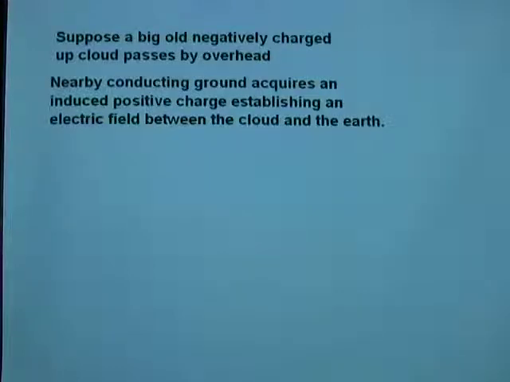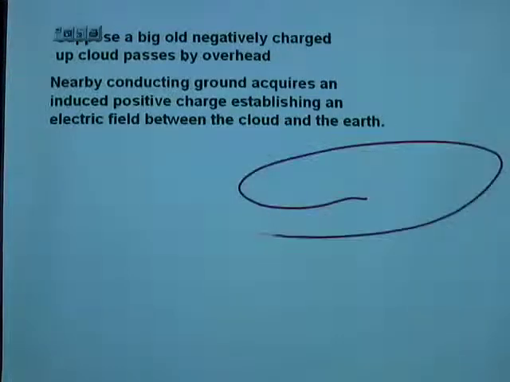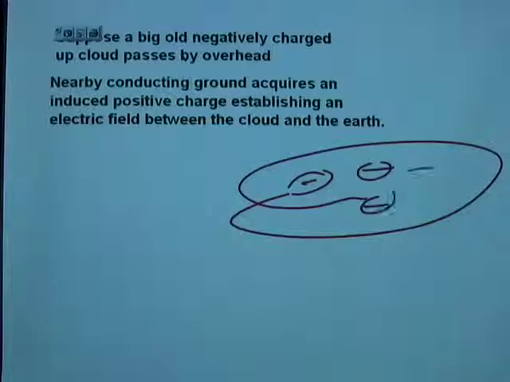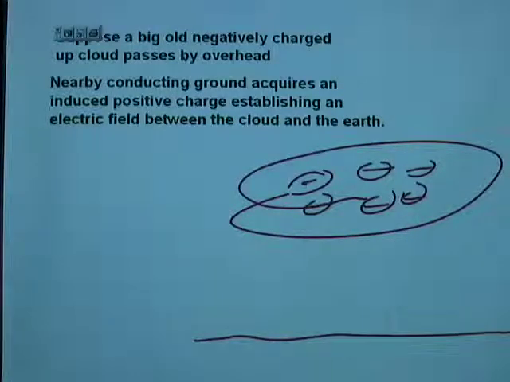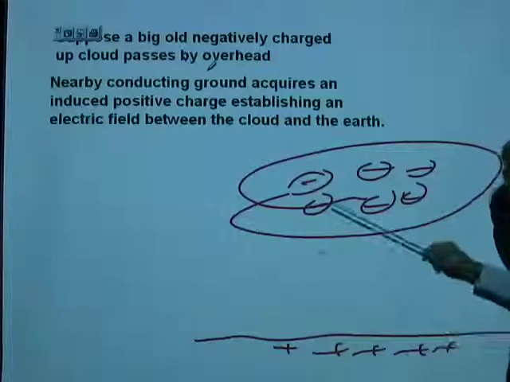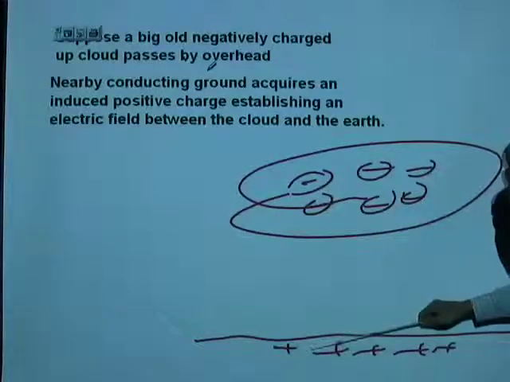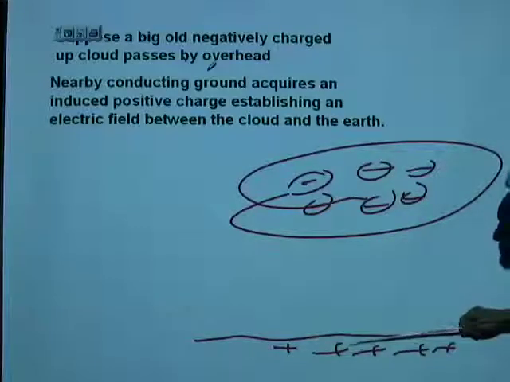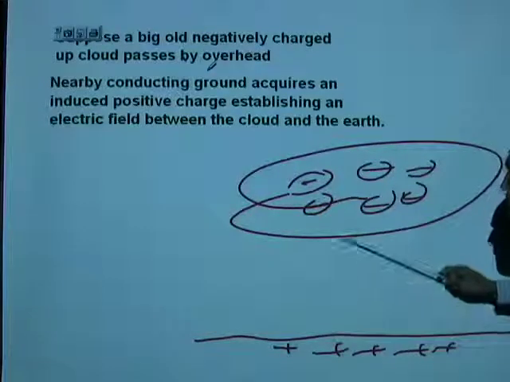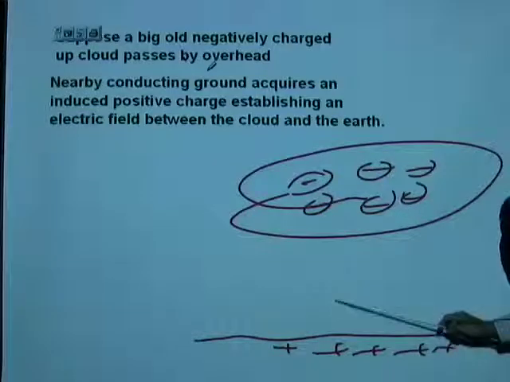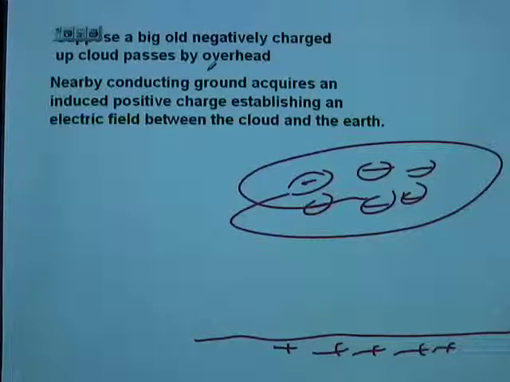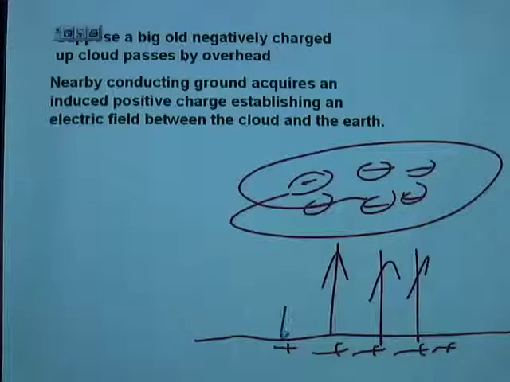Now this is the phenomenon. Here is the cloud that carries a large amount of negative charge, and this is the ground. Because of the presence of these large negative charges directly above, the ground gets a lot of induced positive charge. Now that means a very high electric field is established between the cloud and the ground. And the electric field will be like this.